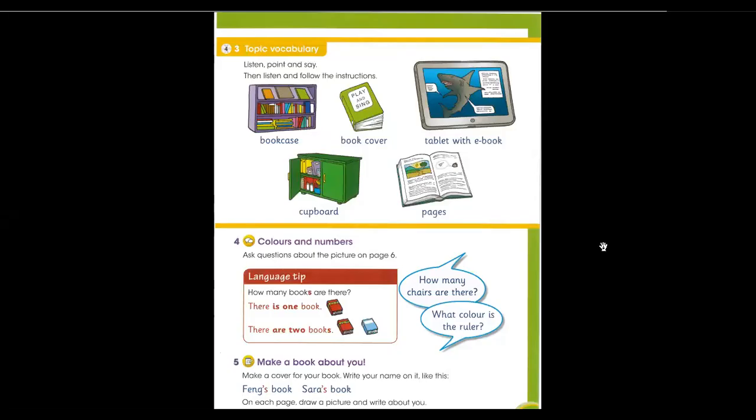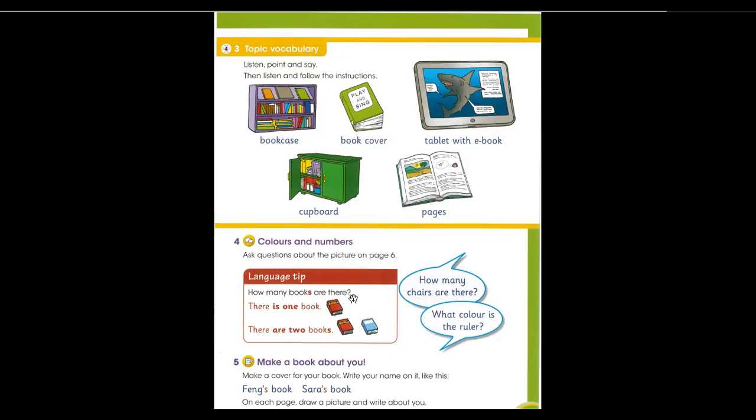Okay, boys, today in English class, we are going to take a topic that is called colors and numbers. Basically, it is the topic about singular and plural. Most of you students have an idea about singular and plural. What is singular, boys? If there is one thing, we call it singular. And if it is more than one, we call it plural.